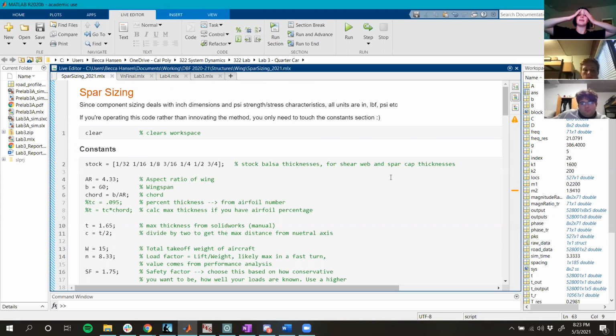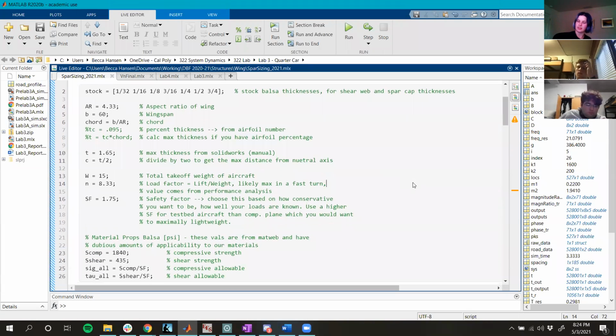If you are doing something different, like a foam wing, then your material properties are going to be different, and that computation might look a little different. But that's the methodology.